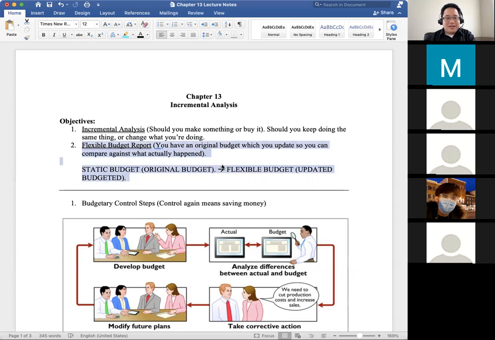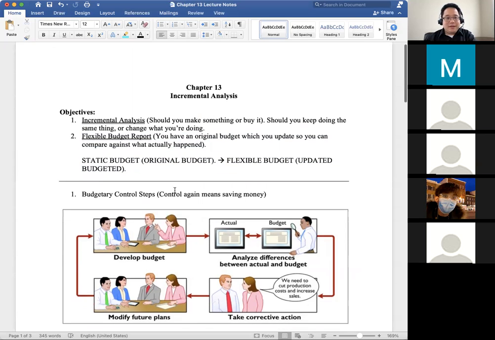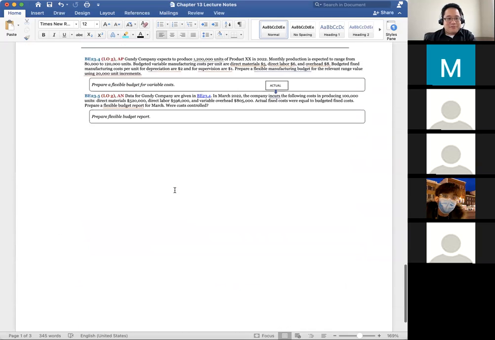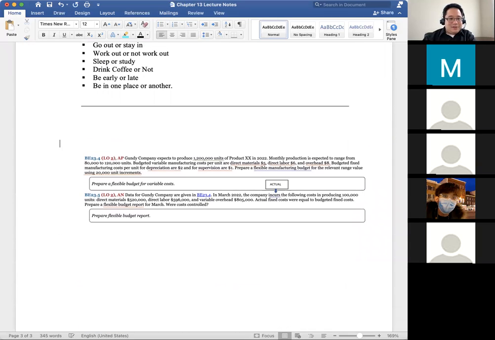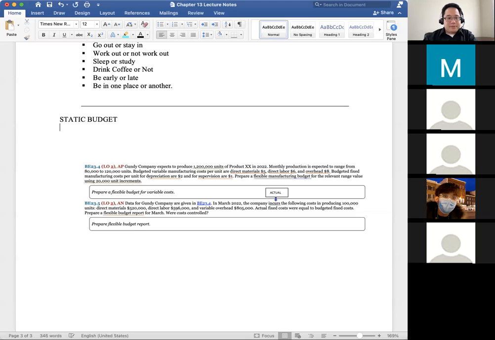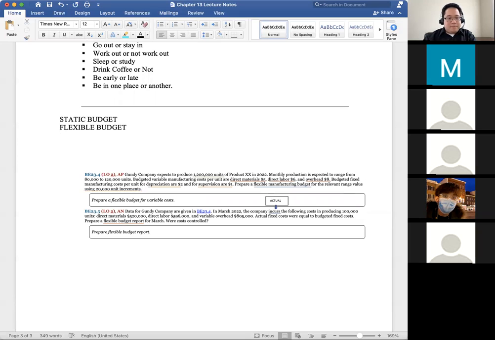Static and flexible. This is what you need to know. I'm going to try to use a fun example to keep things interesting. We have two types of budgets: static budget and flexible budget. We'll start with that. A static budget is a budget at one level of activity. A flexible budget is a budget created for more than one level of activity.